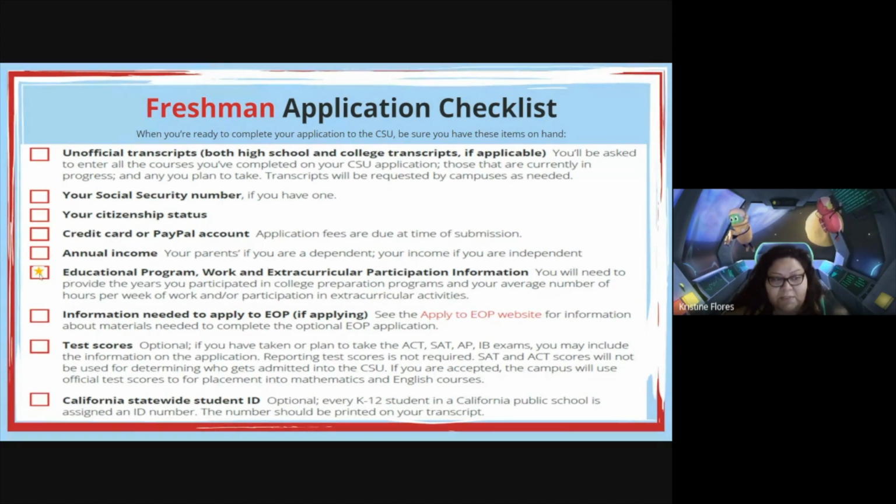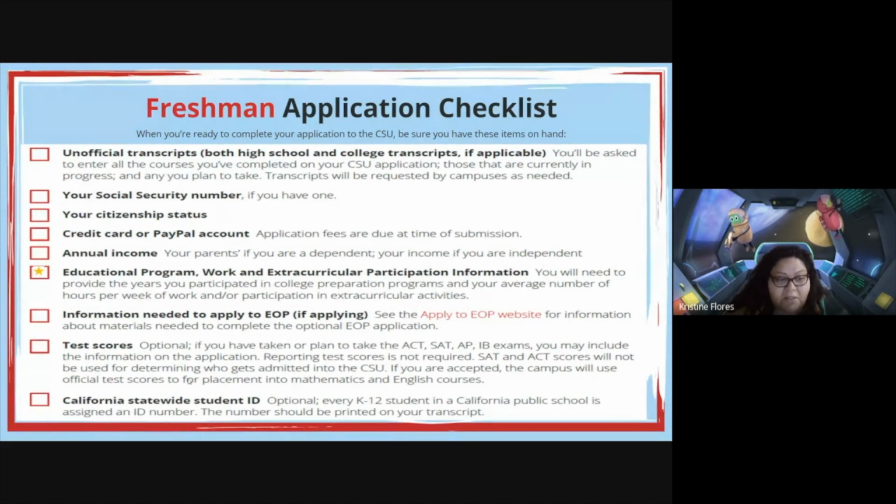Then the educational program, work and extracurricular participation information. This is something that we'll go over in the presentation, and that has to do with EOP. These two are together. And then test scores optional. As I told you guys about the test scores, the SAT, ACT, that's optional. Before it was one of the requirements, but this is optional now. Remember that reporting the test scores is not required, but if you do, they will be used for placement into math and English courses.